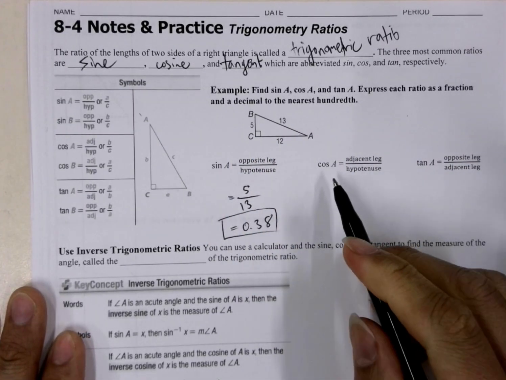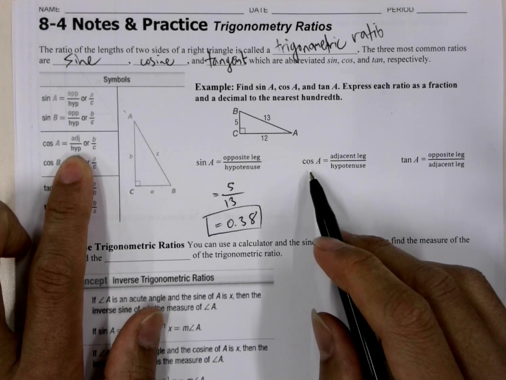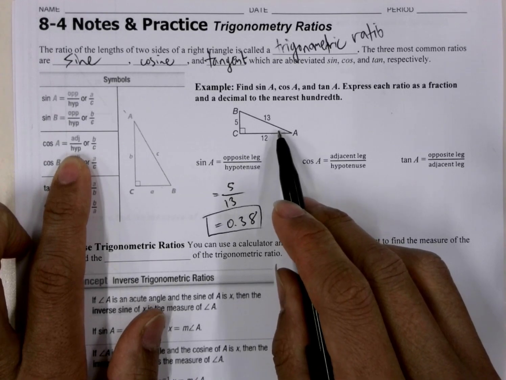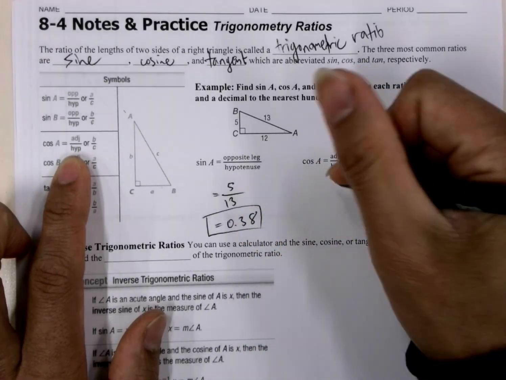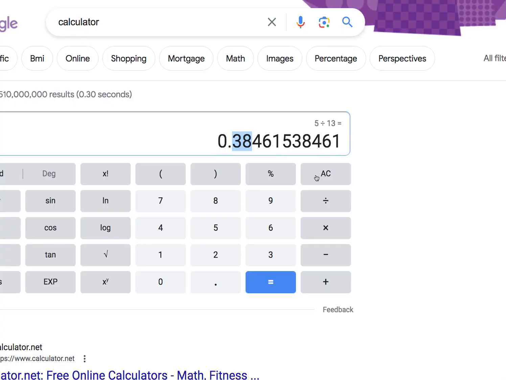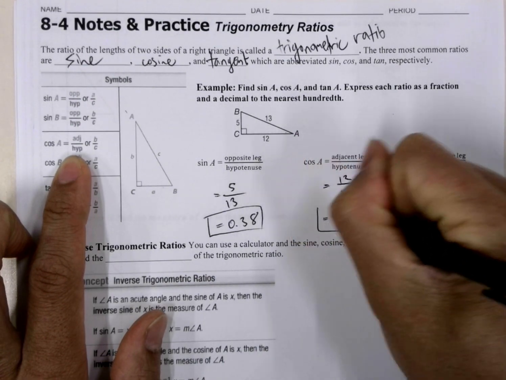and box it. Now cosine is a little bit different. It is adjacent over hypotenuse. So here we have cosine of A. This is angle A. The adjacent leg would not be this one. This is the hypotenuse. So the adjacent leg would be 12. 12 over 13. Right. So we'll move over to our trusty calculator and do 12 over 13, rounding to the nearest hundredth. Since this is a 3 in the thousandths, we're going to leave it as 0.92, so it's equal to 0.92.